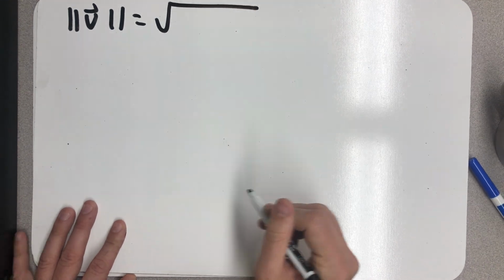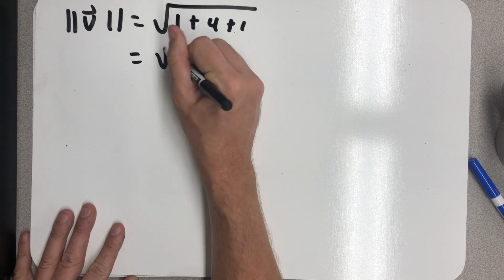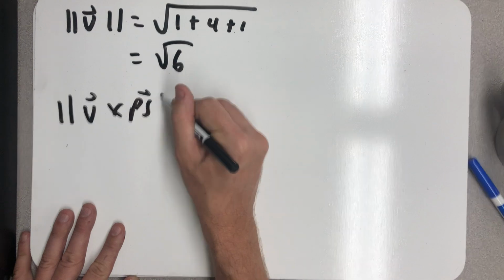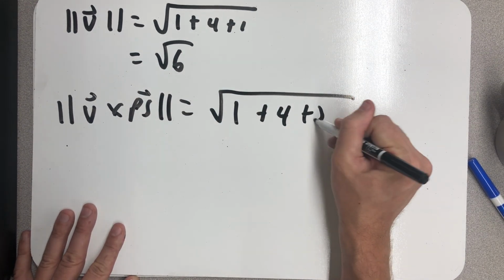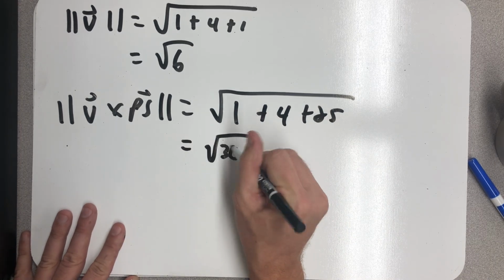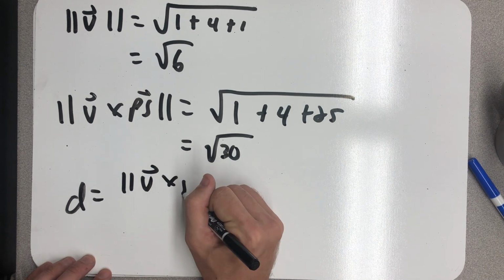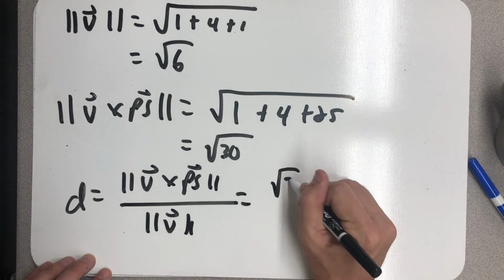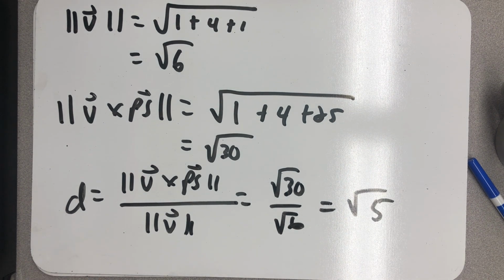All right, the magnitude of V, well, that would be the square root of 1 plus 4 plus 1, or the square root of 6. And then the magnitude of the vector that I called V cross PS would be the square root of 1 plus 4 plus 25, or root 30. The distance I am looking for would be root 5. And there I have the distance between a point and a line.